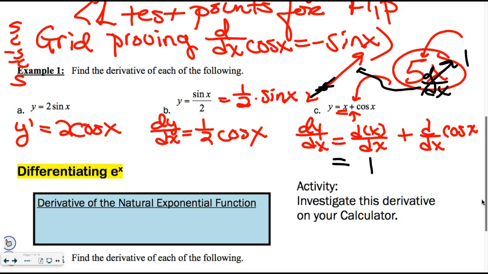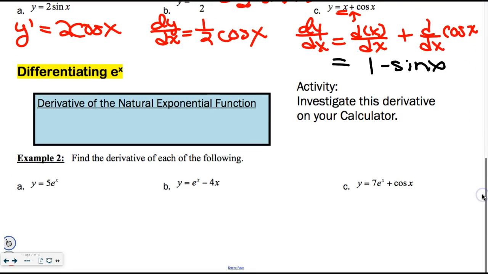Negative sine. So this would be 1 minus sine x. Done. Super easy. All right. The derivative of the natural exponential function, e to the x. Okay, so let's write that down. The derivative with respect to x of e to the x.